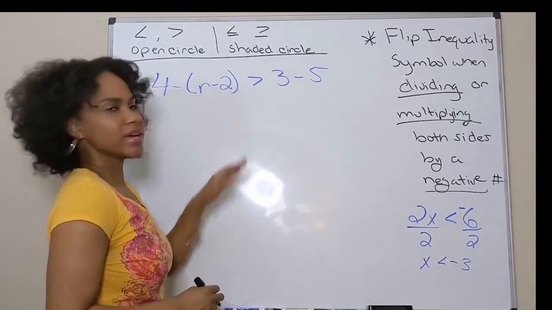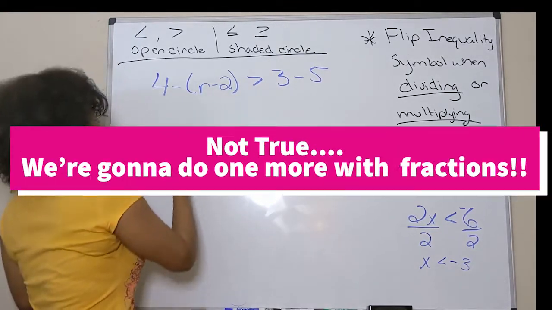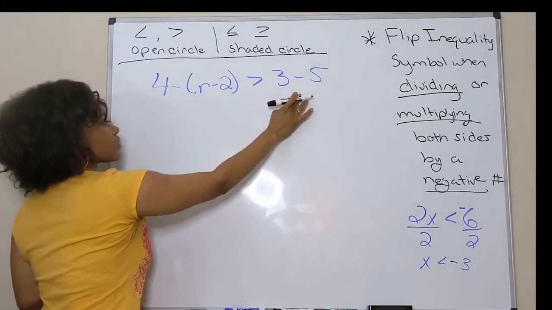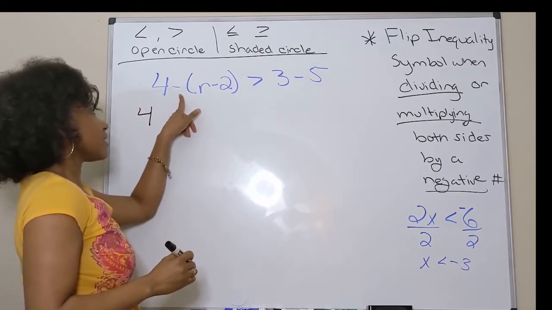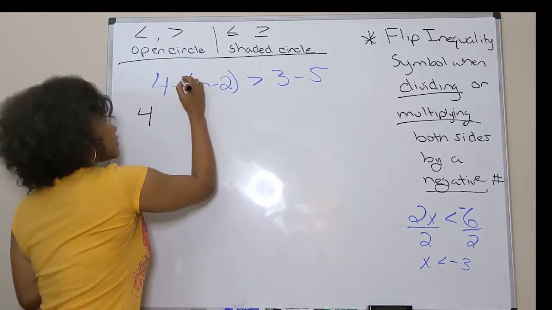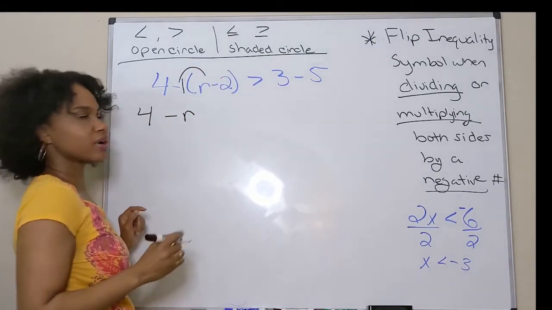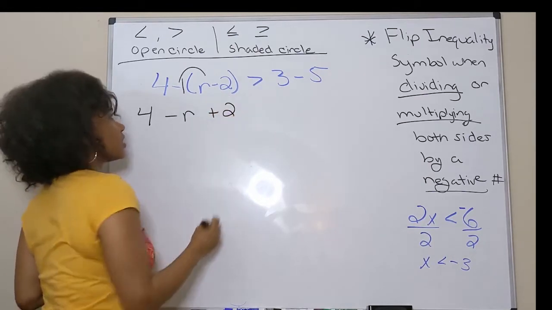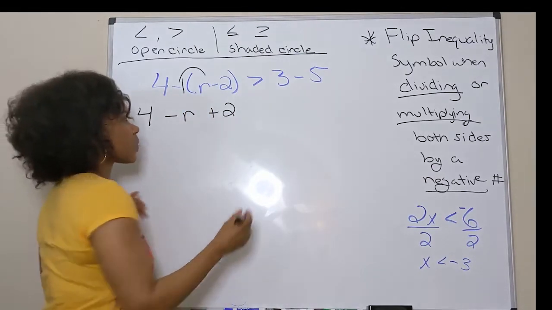All right, so I have one more inequality that we're going to solve and graph on a number line. I have 4 minus r minus 2 is greater than 3 minus 5. So my first step, I'm just going to bring down the 4. This is a minus. That's an understood 1 in front, so it's like multiplying a negative 1 through. So I'm just going to put in a 1. Negative 1 times r is negative r. Negative 1 times negative 2 is a positive 2. So you're basically just distributing through a negative, and you're really just changing the sign, all right?